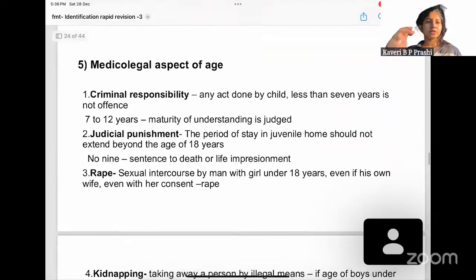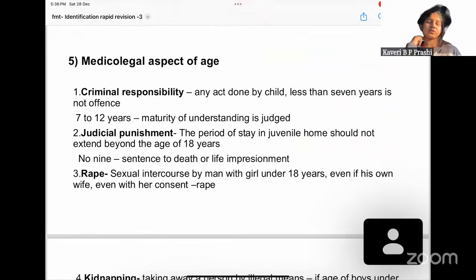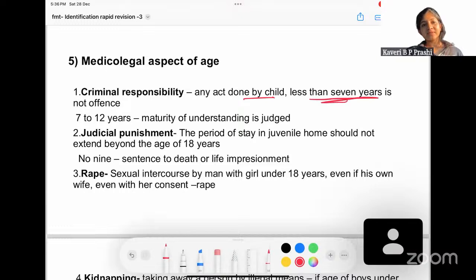Coming to the next question, medicolegal aspect of age. You have to know the significance of each and every age. Number 1, criminal responsibility. Any act done by a child less than 7 years is not considered an offense. Because we believe that a child less than 7 years is not aware of the action that he is doing. We believe that he doesn't know the implication of whatever he's doing. Therefore, we do not consider it an offense.